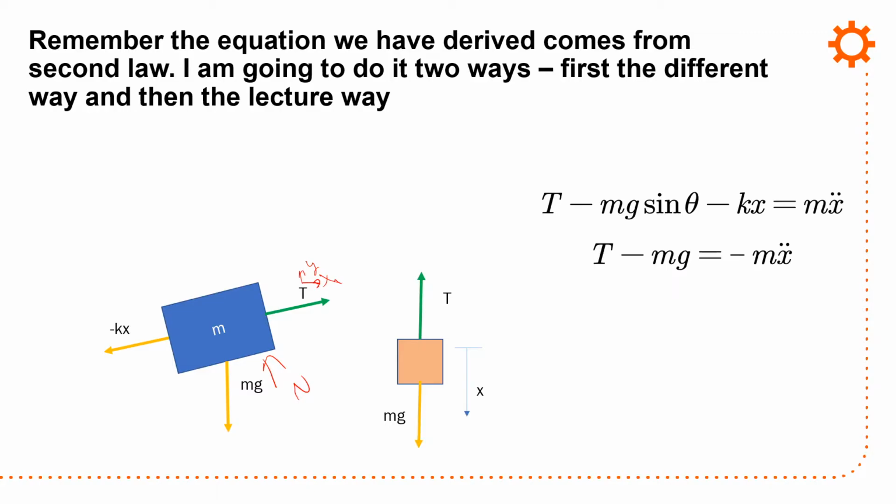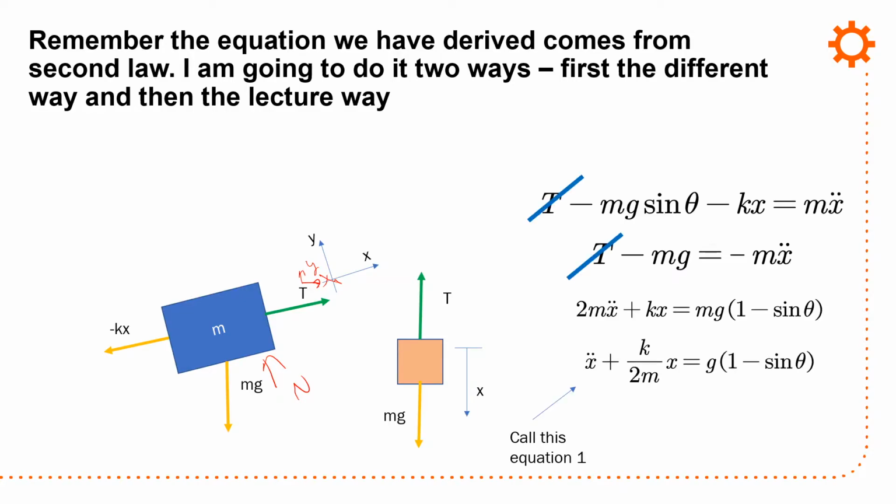So T minus mg minus kx equals m x double dot, T minus mg equals minus m x double dot. So I've got both these terms, and you'll notice that the green arrow corresponds to T, which is an internal force from Newton's third law, which will go away if I solve it as one single system. There's my xy. I get rid of my T's, and then I end up with this equation right here.